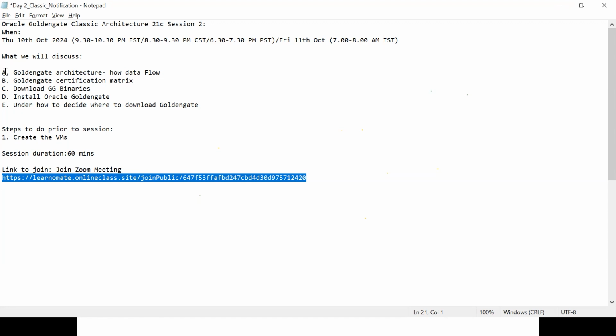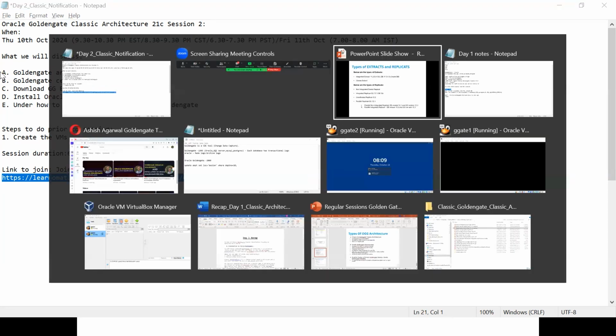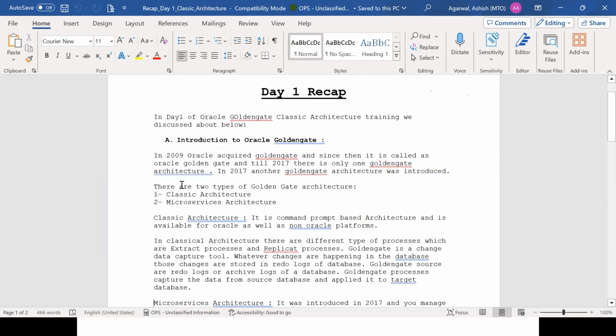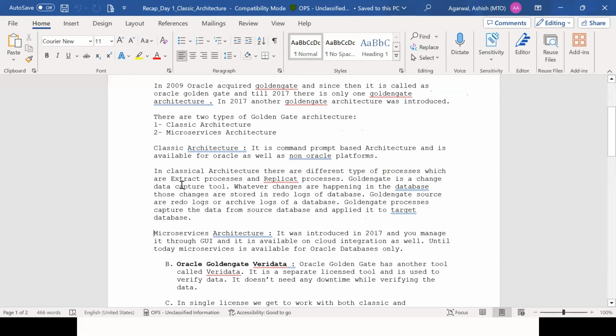Okay, now if I have to quickly go through today's session recap, in the day one session of Golden Gate training, we discussed the introduction and basics of Oracle Golden Gate. In 2009, Oracle acquired Golden Gate, and since then it is known as Oracle Golden Gate. There are two types of architectures: classic and microservices. Classic is command prompt GGSCI based architecture and microservices is GUI based. We also discussed Oracle database architecture and how Golden Gate captures the data.